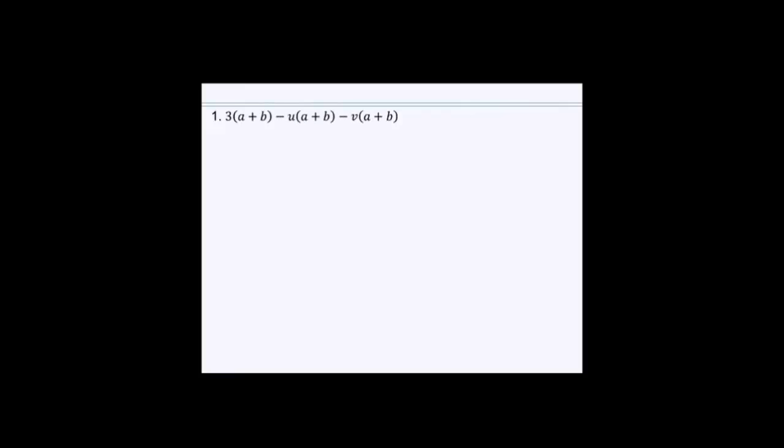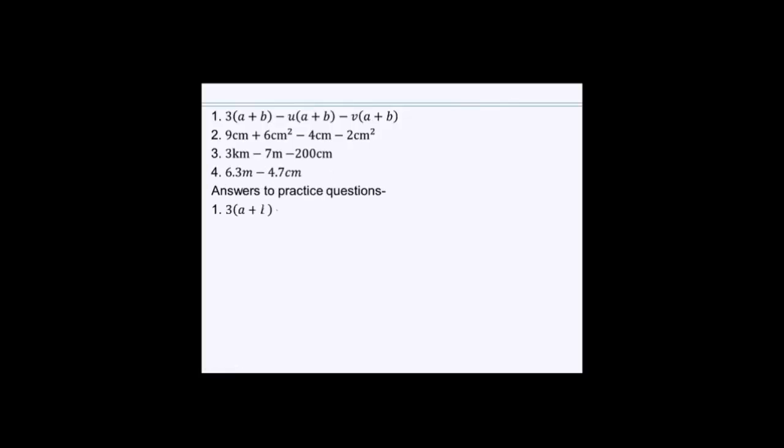All right, so let's see how we can do this. Again, you have seen problems like these before, and so let's take a look at the first one. You will see that it would just be same units, so it'll be 3 minus u minus v together, a plus b's. So a plus b is our unit basically.